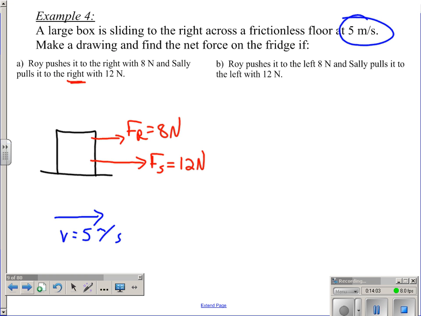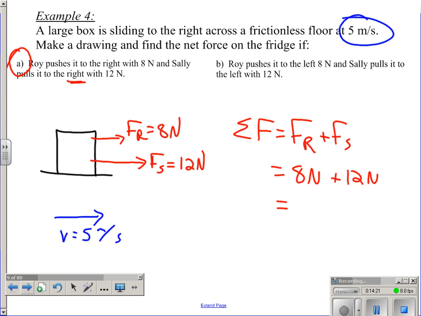Now we've got to find our net force. So our net force, this is still part A that I'm solving here. Our net force is the total of all of our forces. So for us, it's the force of Roy plus the force of Sally. So it's 8 newtons plus 12 newtons, and it gives you 20 newtons. Okay, the two of them are working together, so their combined force is 20 newtons. That's your net force. Okay, so let's do part B here.